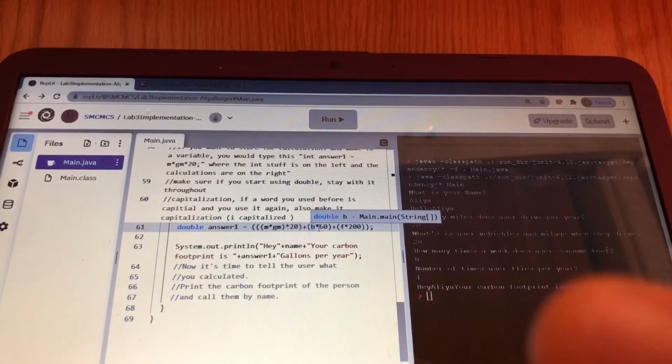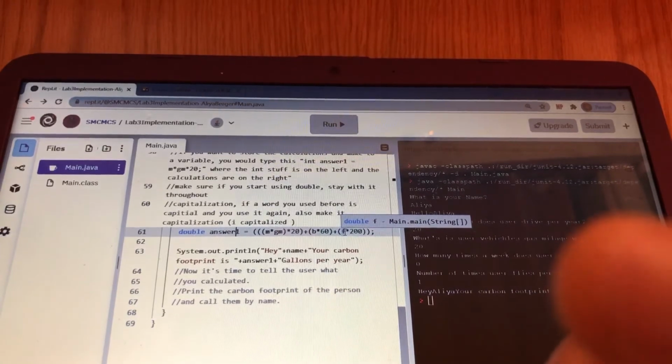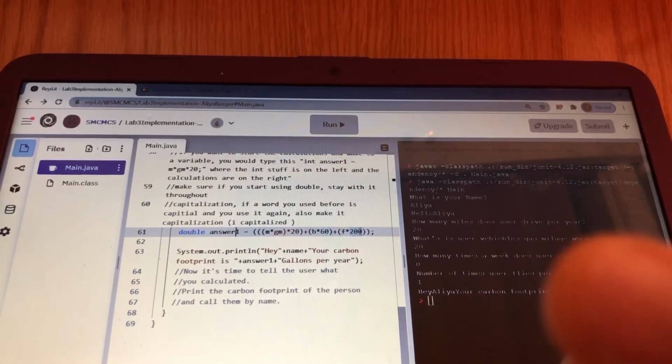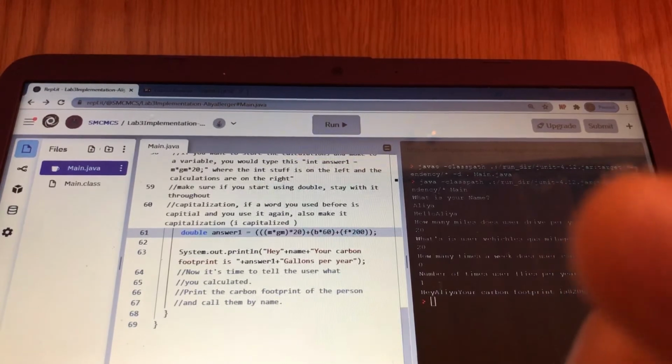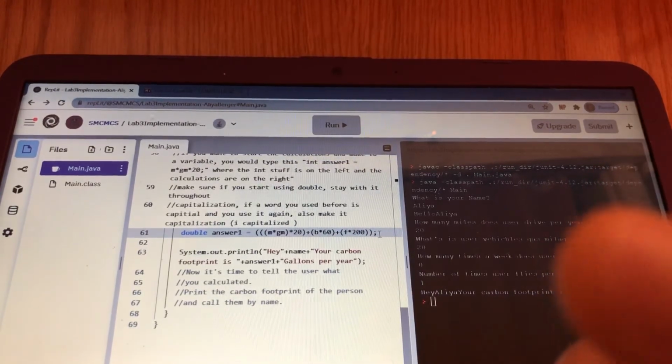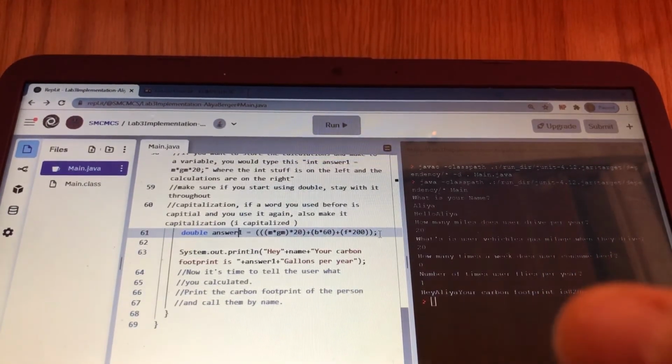So since I don't eat any beef, it's 0 times 60, so 0. And then the f times 200, that is the number of times they fly. And then you multiply that by 200. So if I fly 1 time a year, that's only 1. 1 times 200 is 200.